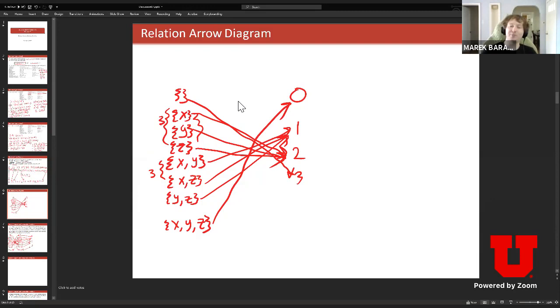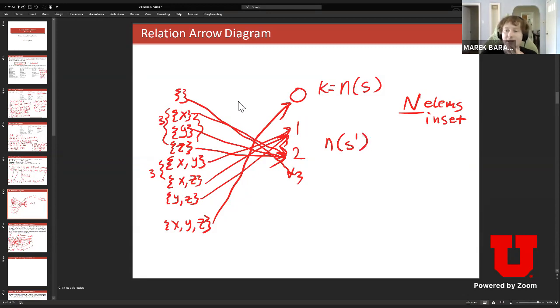So one way we can interpret this result is that if we take n of s, say that n of s equals k, and let's say that big N is the number of elements in the set. Then n of s complement is equal to N minus k. So that's kind of what this relation is saying. Does that make sense?